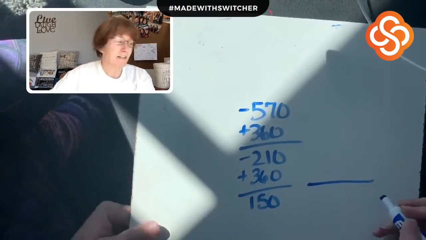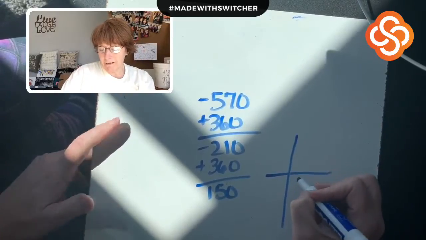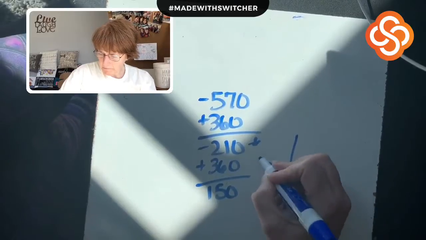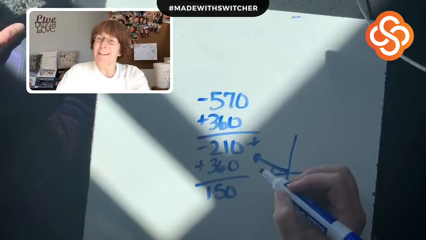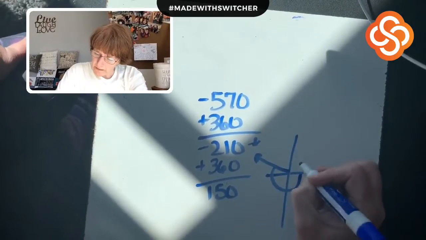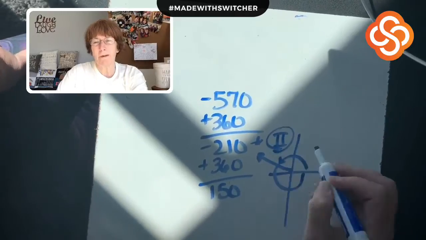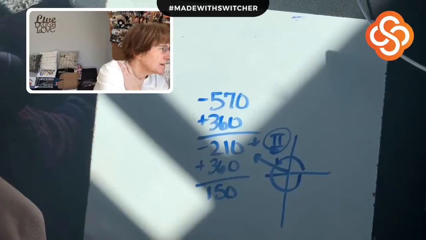So again, the question wants to know what quadrant we're in. If you went negative 210, you're going to go clockwise. You'll end up in quadrant 2. If you don't like negatives and you went 150, you'd be going counterclockwise, still in quadrant 2. So it won't matter. It's just a preference.